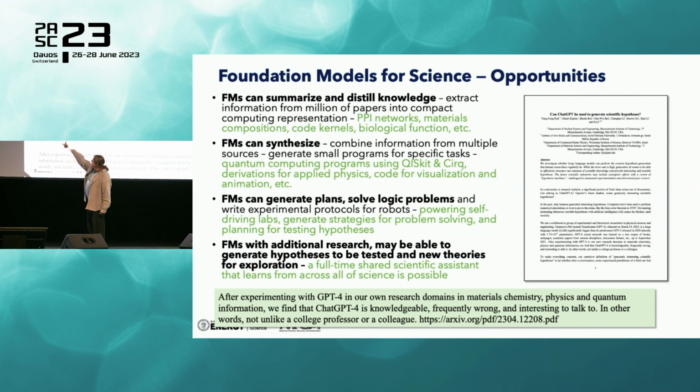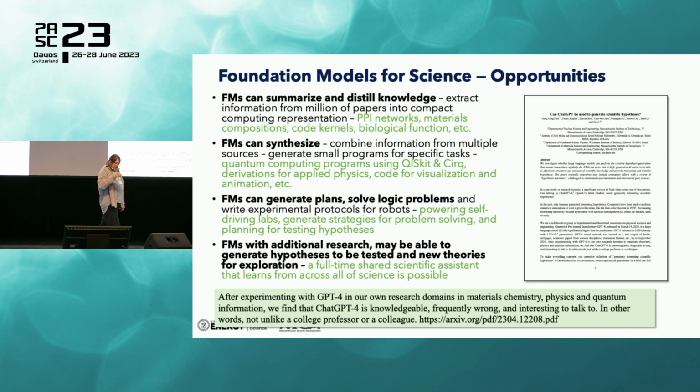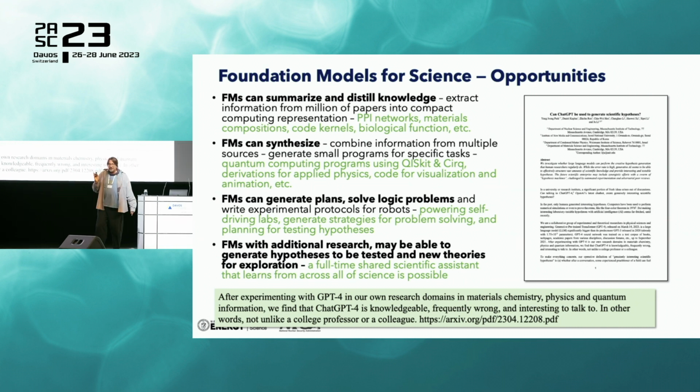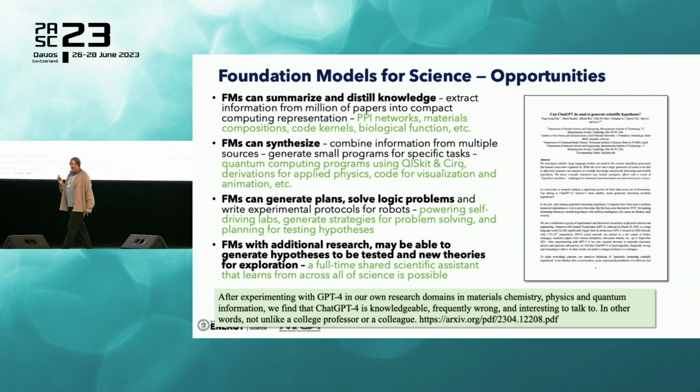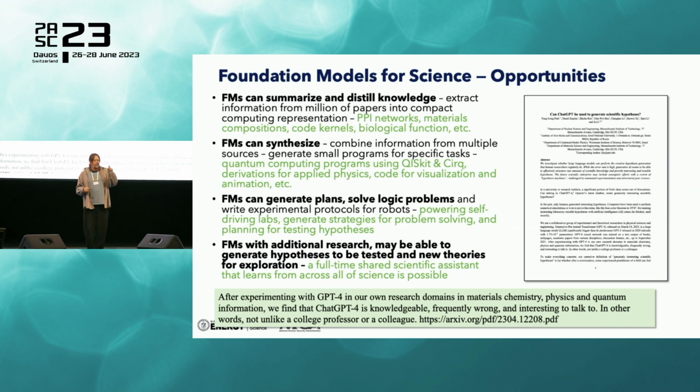There's this great paper preprint that came out a couple of weeks ago from MIT and Weizmann, and they have this great quote down here. It says, after experimenting with GPT-4 in our own research domains, materials, chemistry, physics, and quantum information, we find that GPT-4 is knowledgeable, frequently wrong, and interesting to talk to. In other words, not unlike a college professor or a colleague, right? Your colleagues are often wrong, right? You have to push the envelope. They made an interesting bet among themselves. They said this will be a valuable exercise if at the end of the week or so they were playing with this, they will take some of their experimental capability and apply it to the theory suggestions that came from the model. So they're doing that right now.